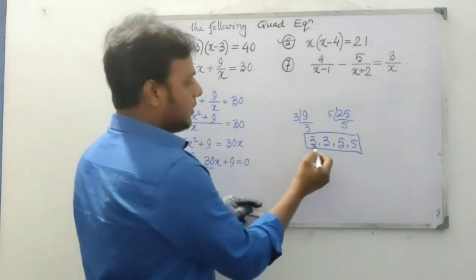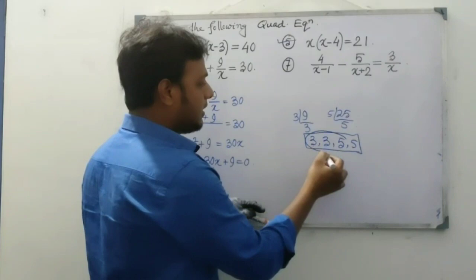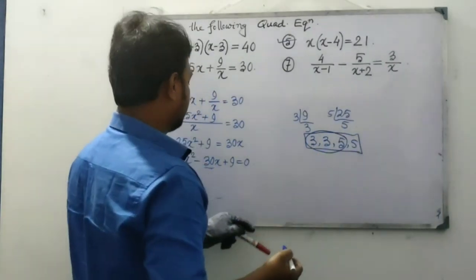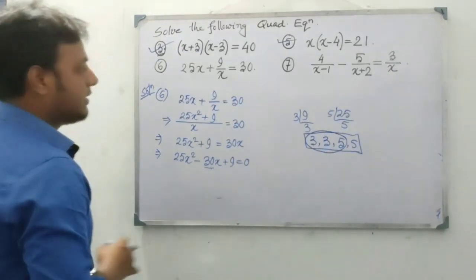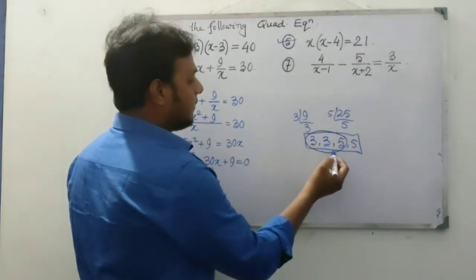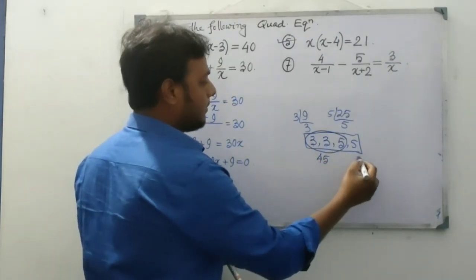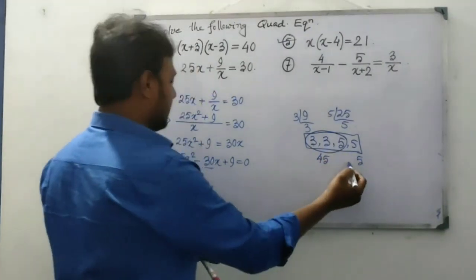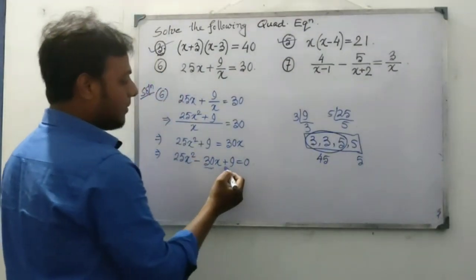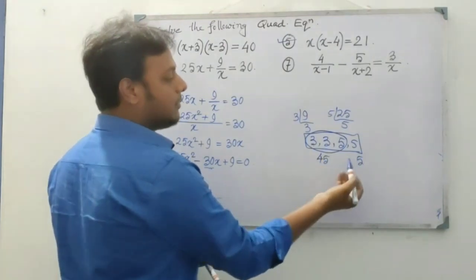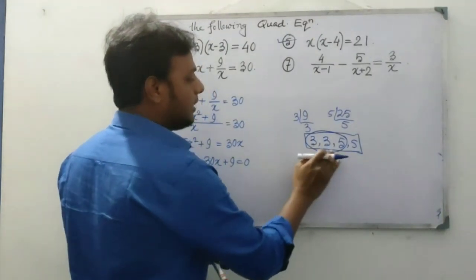If we use 3 and 5, if we consider these 3, then 3 times 3 is 9, times 5 is 45, and this one 5 is left. If we add these two, 45 plus 5 will be 50, so it does not match. So we have to make another group. How to make the group?